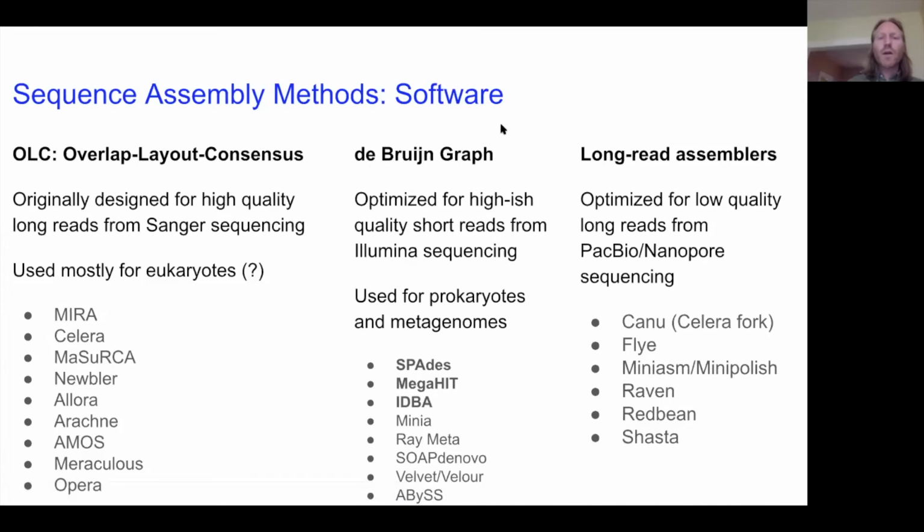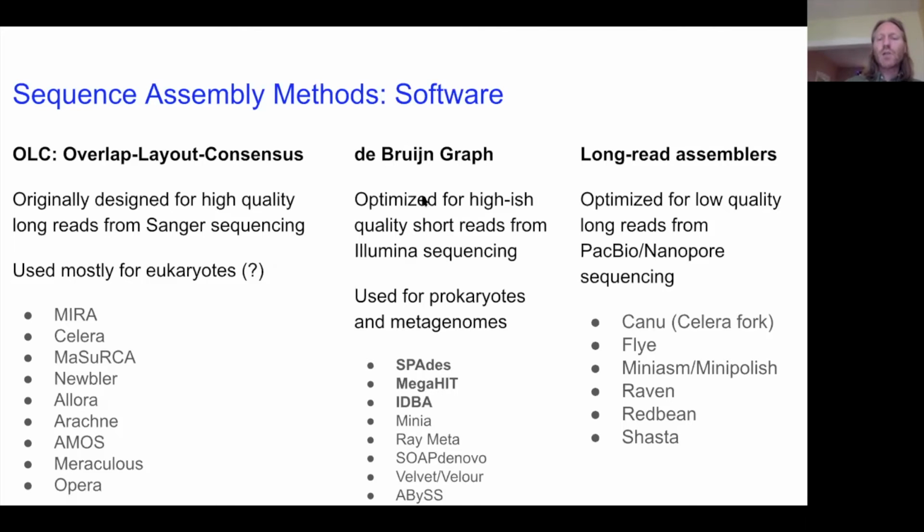And we'll go through in brief detail how these different assemblers work after this. In the middle are the Bruijn graph assemblers, which are optimized for the high quality short reads that are generated mostly these days by Illumina sequencing. And they're the bread and butter for prokaryotic isolates and for metagenomes.